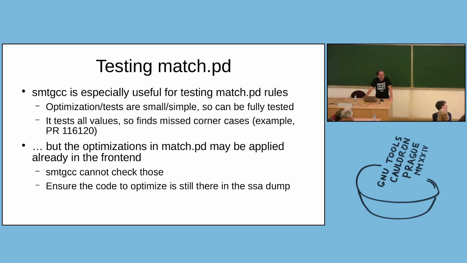Testing the test cases which were added when the match.pd was written. So go with git blame on match.pd and for each commit find the test cases which were committed in the same commit and test those through smtgcc. I'm not completely sure I understand how you mean. Any change to match.pd should ideally be accompanied by test cases in the GCC test suite. So at least testing those. So I run those tests, yes. And that is how I found these 116 and 120 bugs.